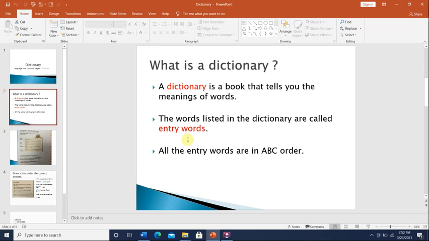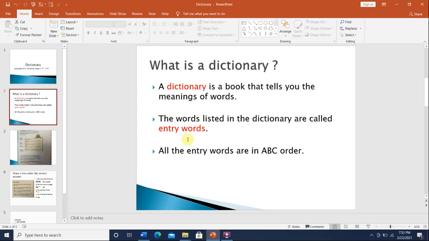You have to know the ABCs, right? So if I want to find a word that begins with B, where do I go? I say ABC. So I'll find that in the first pages, or in the beginning of the book, I'll find words that begin with A, and then words that begin with B, and then words that begin with C, and that's how the words are arranged.